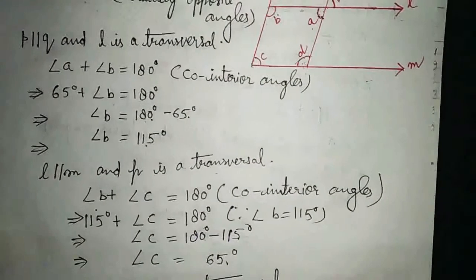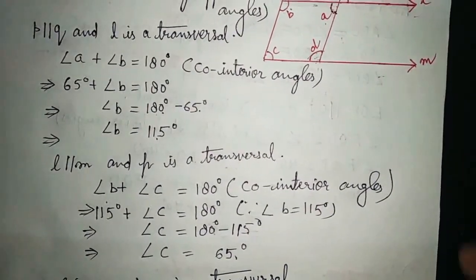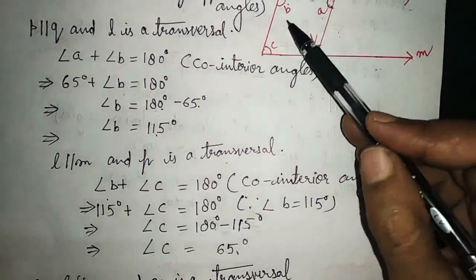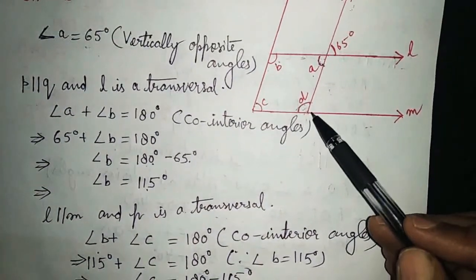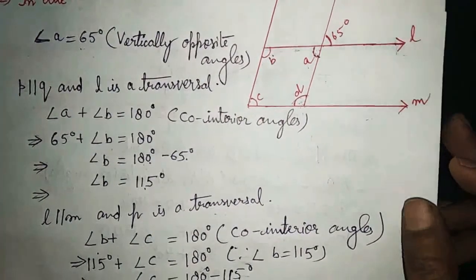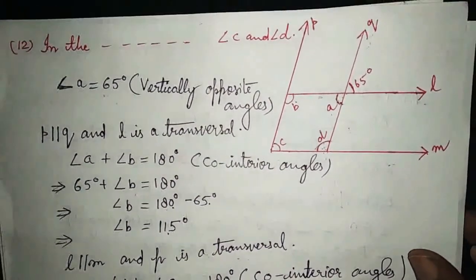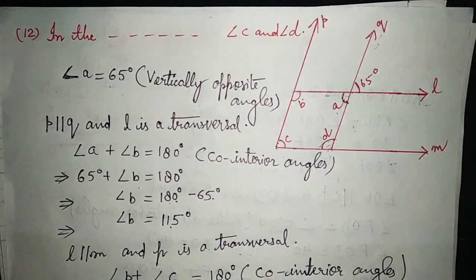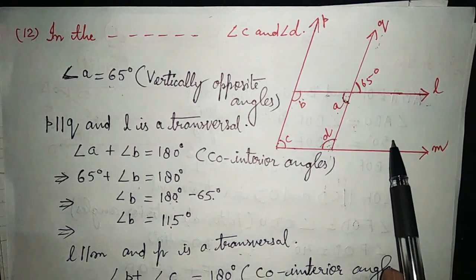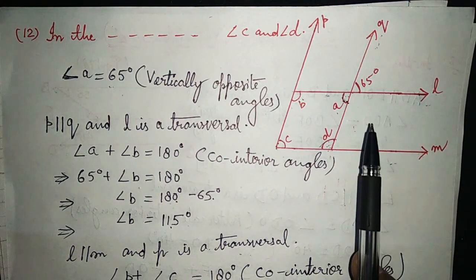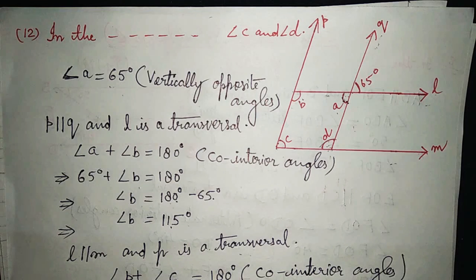In this way we can find the measure of angles A, B, C and D. Students, in such types of questions, very carefully, if you take parallel lines and the transversal line, you can calculate the answer very easily.